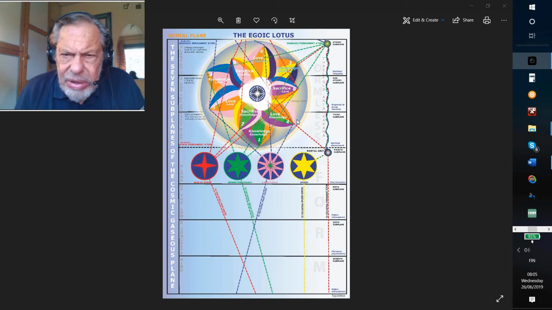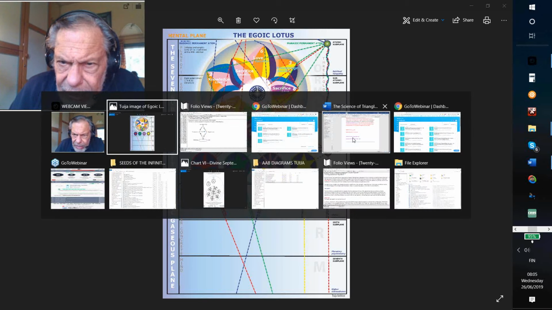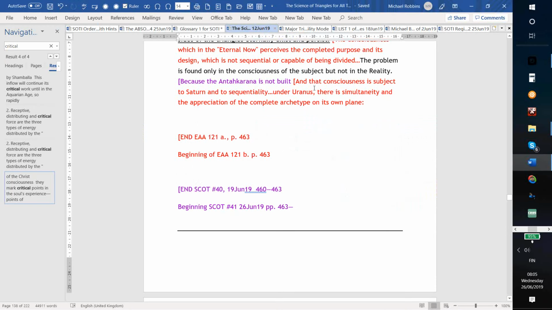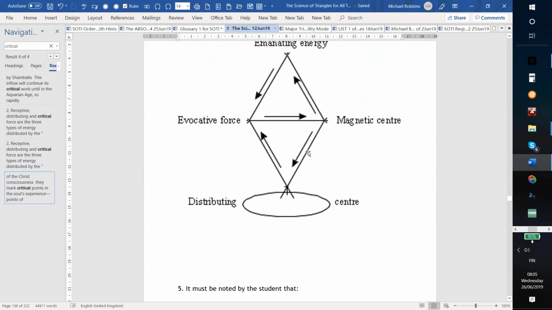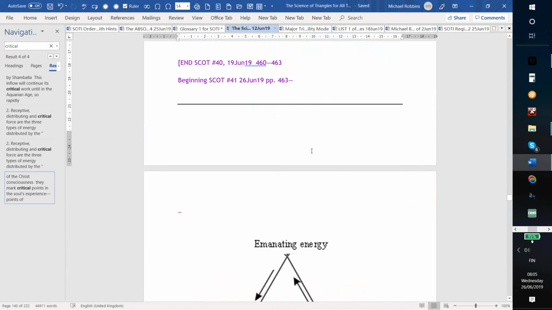So we've been talking about the circulation of energy, and I think here we are. I hope that's where we are. Yeah, okay. And maybe there may be a little repetition. I'm not sure. It's not going to hurt us.